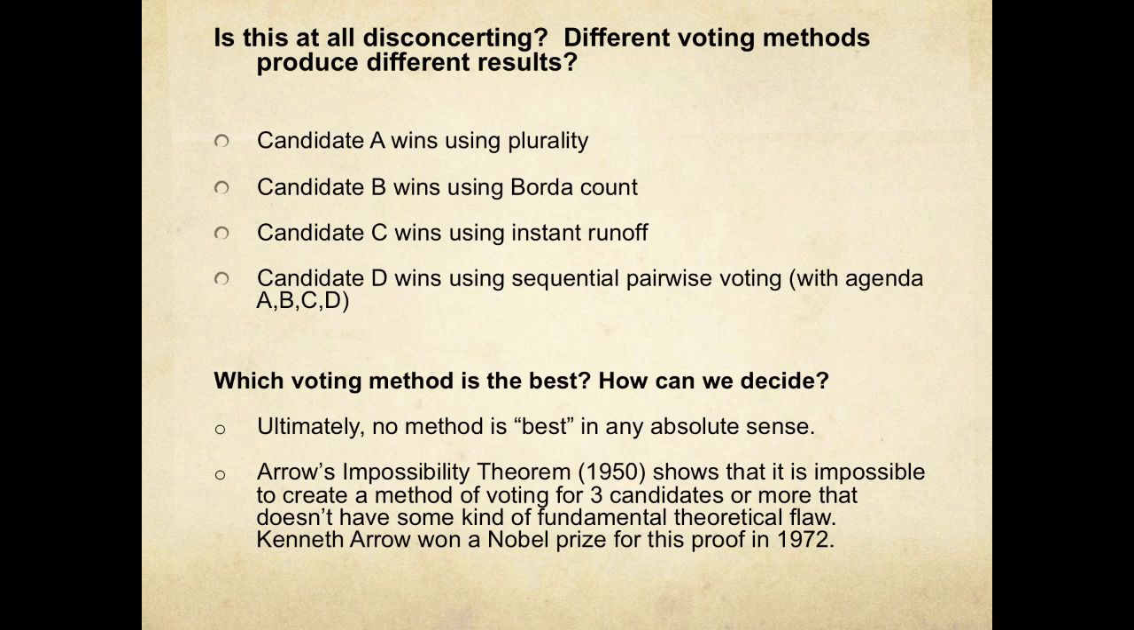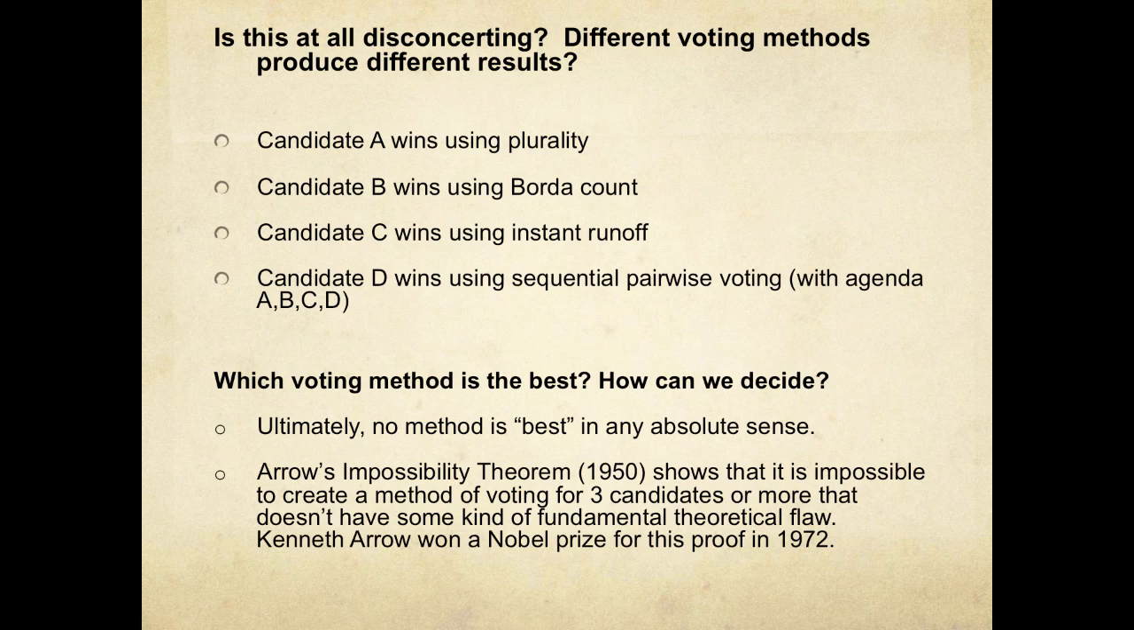So, is this at all disconcerting? Different voting methods were producing different results. Candidate A was winning with a plurality. Candidate B won using Borda count. C won when I went through the same group with instant runoff voting. And candidate D won if we use sequential pairwise. And that's specifically with that agenda. It could have been a different outcome even with a different agenda, even in that particular method. So which of these is really the best, and how can we decide?